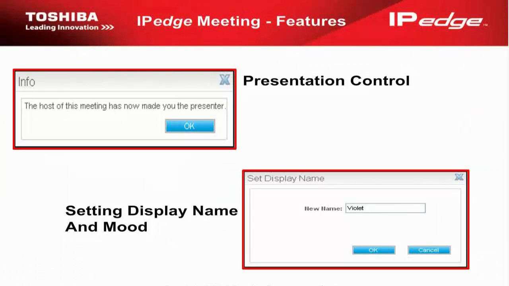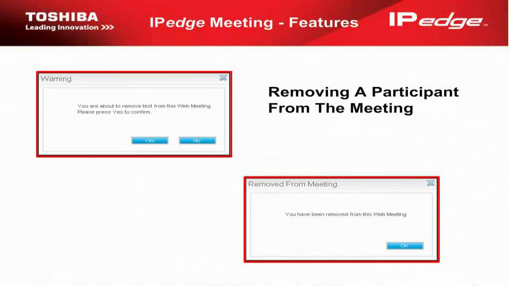Either the moderator or the participant can change his or her display name to control the name that shows in the participants area. Moderators and participants can also display an icon in the participants area to indicate different moods to the moderator or other participants. These moods are normal, agree, disagree, be right back, busy, problem, or question, which is for participants only.